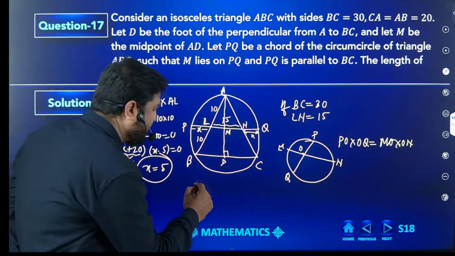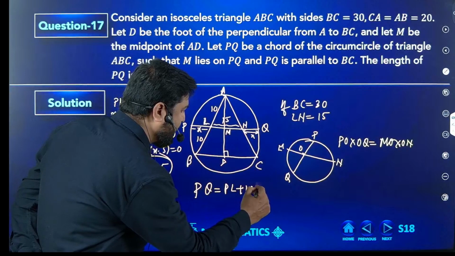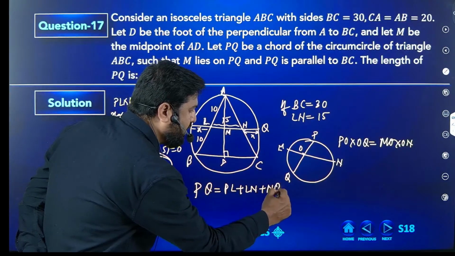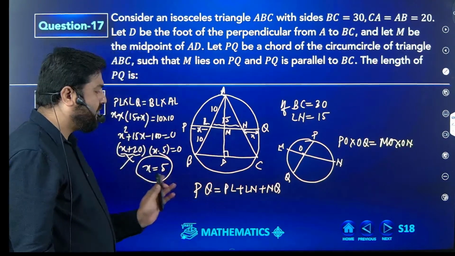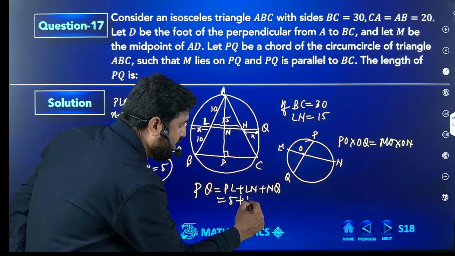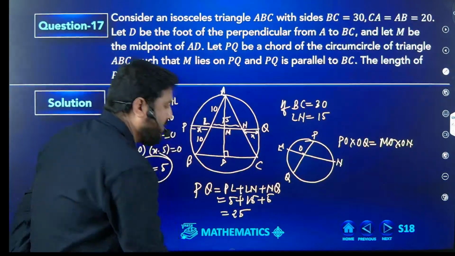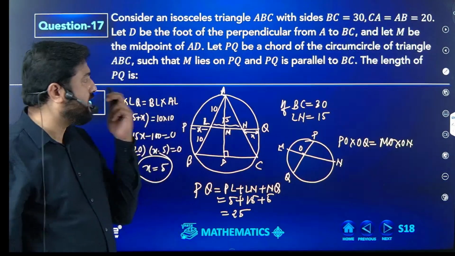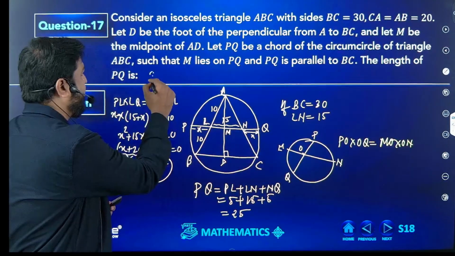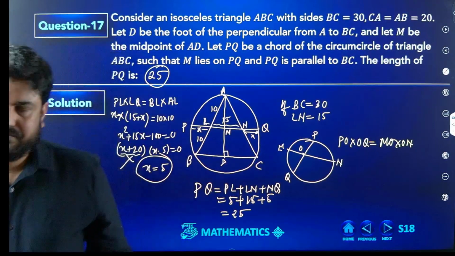And so what is the total length of PQ? PL plus LN plus NQ. Okay, so PL is what? 5 plus 5 is 10. That's why 5 plus LN is nothing but 15, and plus 5, and the total answer is 25. So in this question, the final answer is 25. Okay. Next question.